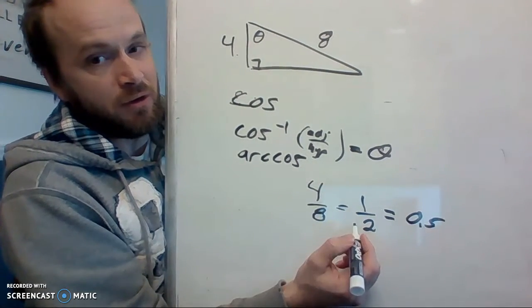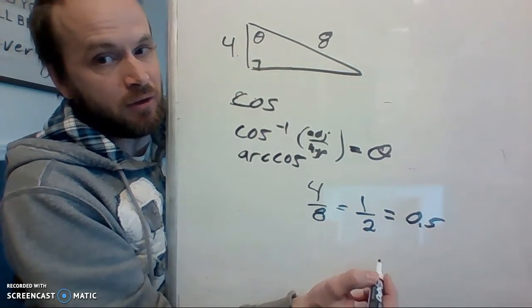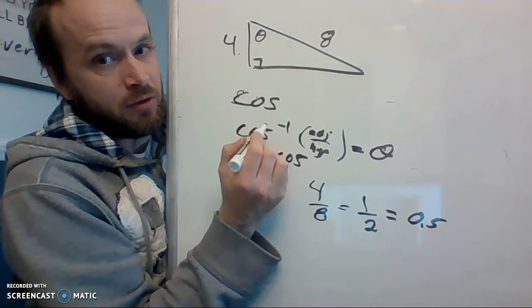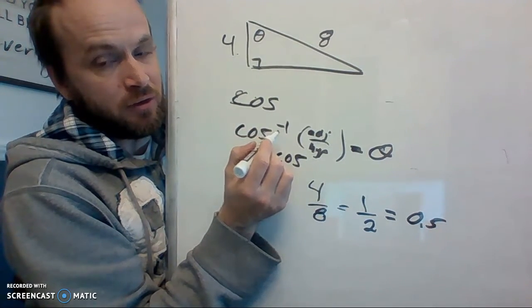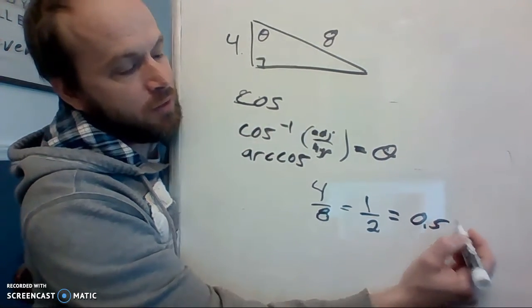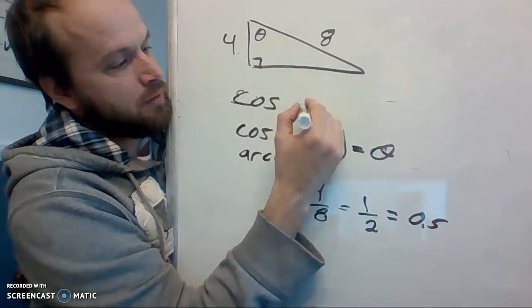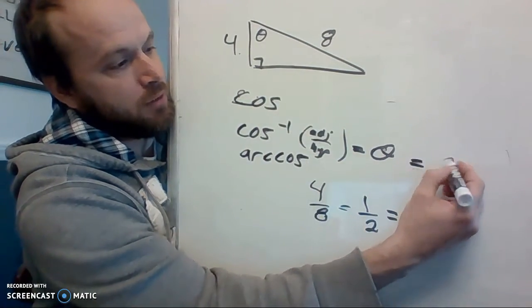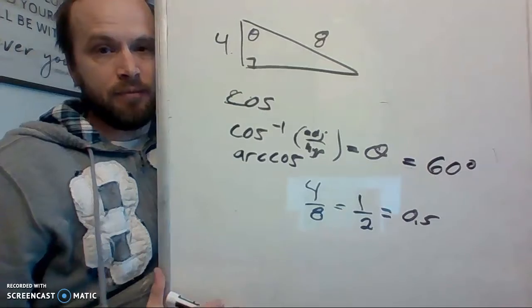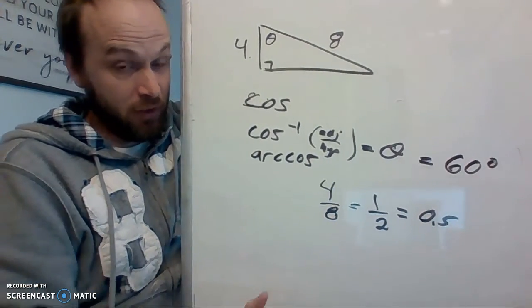So you type that in your calculator or in your online calculator, the arc cosine or the cosine to the -1 of 0.5, you will get your angle equaling 60 degrees. And the same thing works with sine, same thing works with tangent.